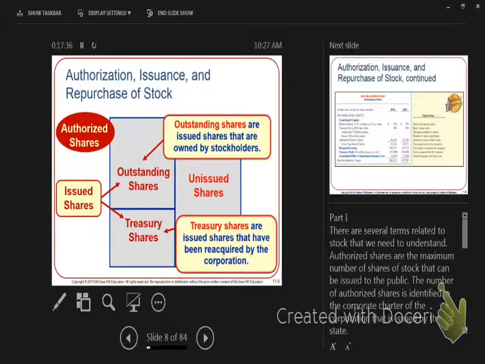There is a very simple test question that is missed by a lot of people because they don't read the question on issued and outstanding. So you want to make sure you remember this slide or what I wrote on the board, whichever way you want to remember it. All right, issued, outstanding, treasury.